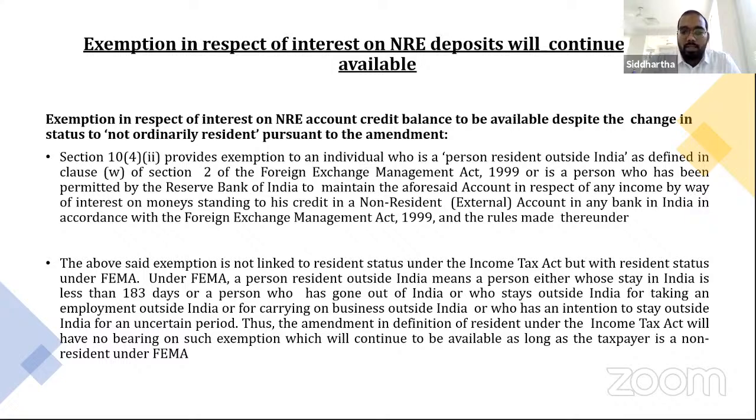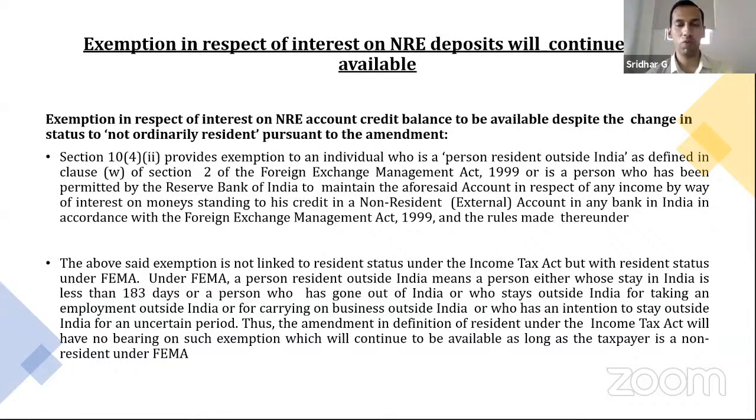So, as per FEMA, to determine the residential status, the criteria is still 183 days. It has not changed. It has not become 120 days. So until and unless your stay in India is less than 183 days, you still remain a non-resident as per FEMA. And the exemption for interest from NRE account is available to you, even though you become an ordinary resident as per the amendment that has been brought in the Income Tax Act.